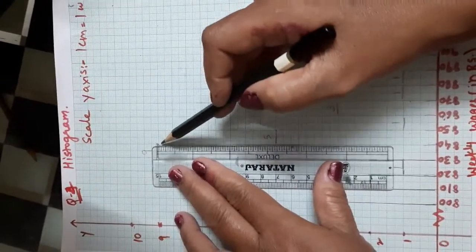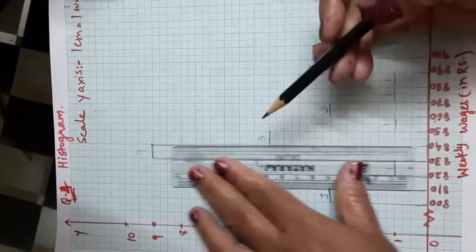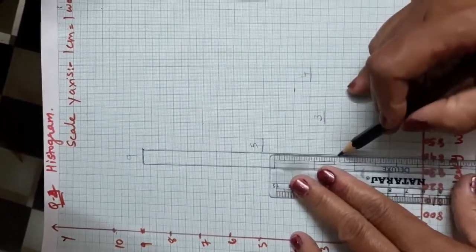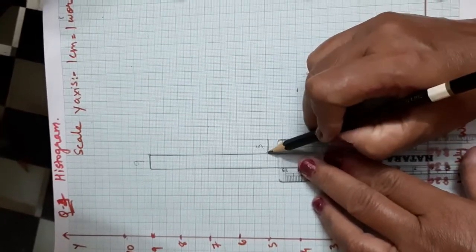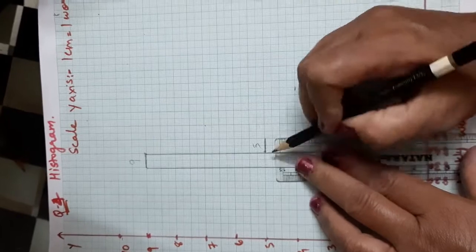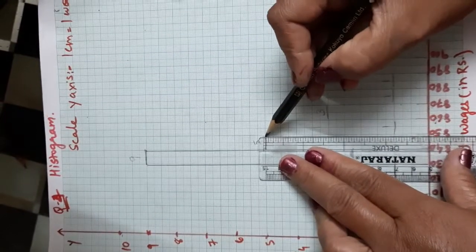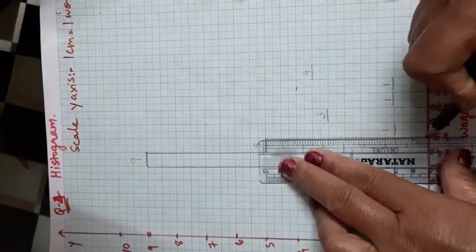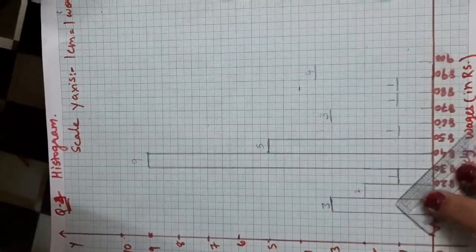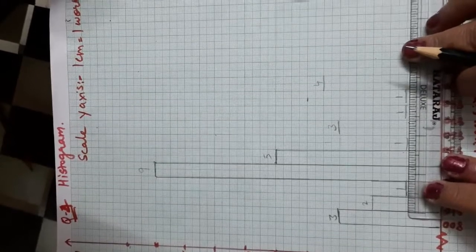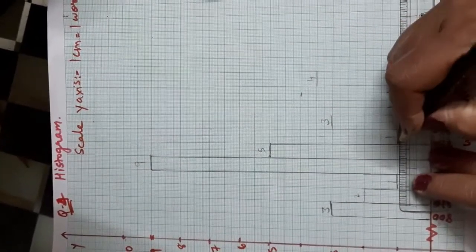Let's draw the line here for the number 9. Now next is 5. So put the marking in front of the number 5 and draw the bar. Then after the number is 1. We will see the frequency distribution table drawn in the third question.